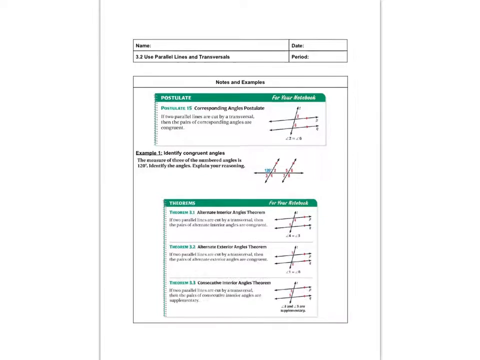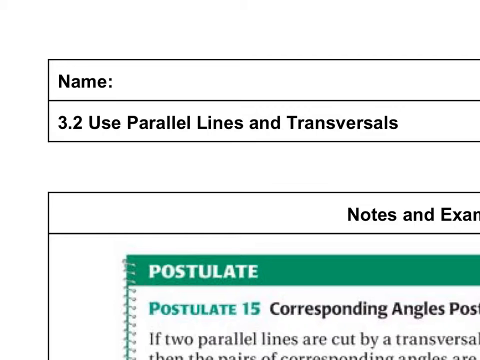Today we are going to be talking about parallel lines and transversals. If you remember from 3-1, parallel lines were lines that do not intersect and are coplanar, and a transversal was any line that intersects two or more lines at different points.